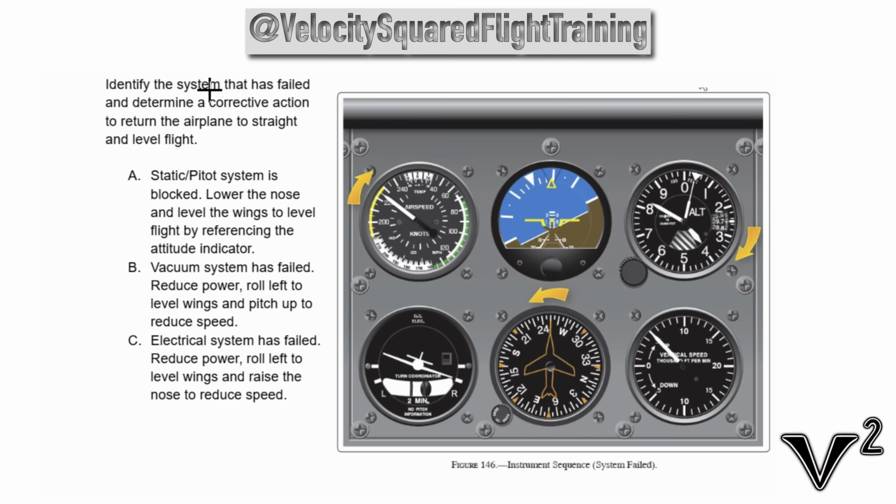So, identify the system that has failed and determine a corrective action to return the airplane to straight level flight. This is kind of the same thing as we did before, but now we're going to actually do something about it. The FAA says, I know you know which one, now do something about it. So there's a couple things going on here. Your answers are either going to be the pitot-static system, vacuum system, or electrical, right?